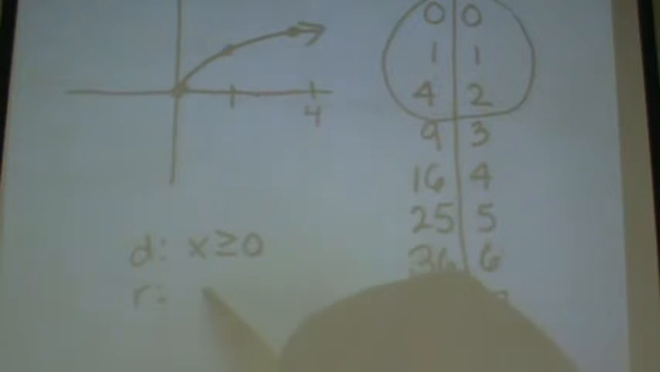Just greater than. What is it? Well, how would you describe it? y is greater than or equal to 0. Okay, so does everybody understand that?